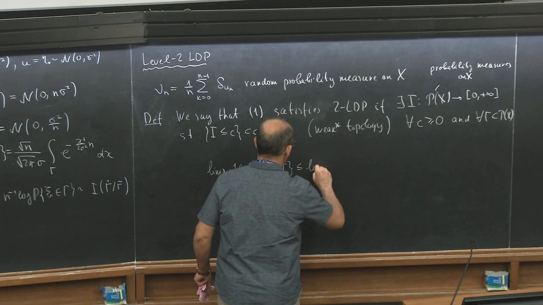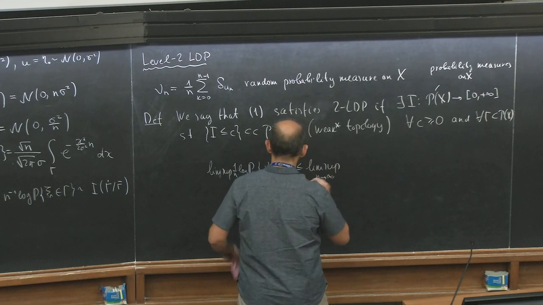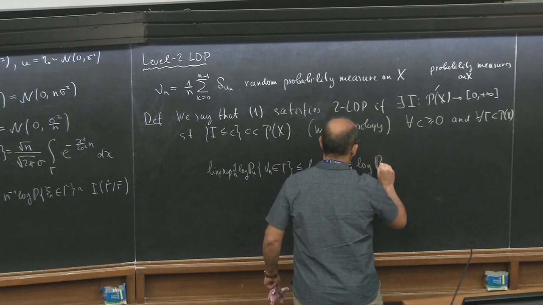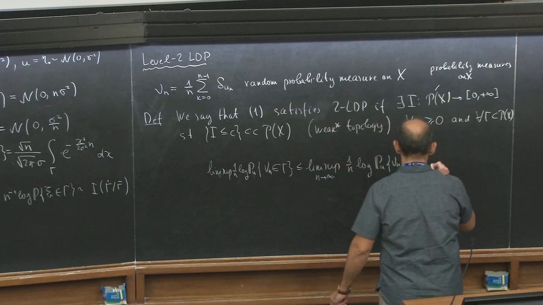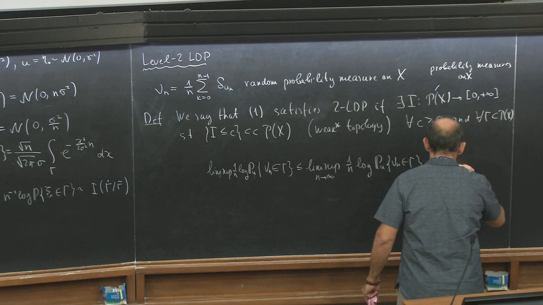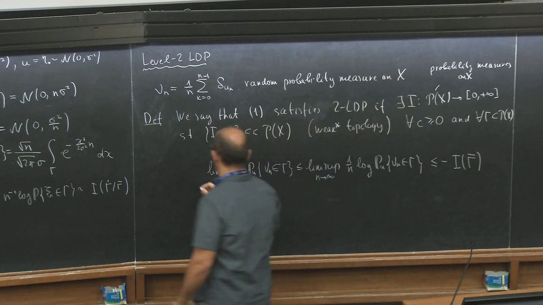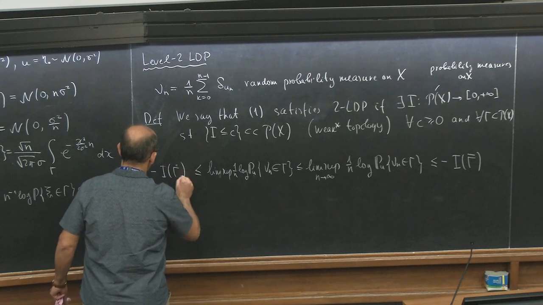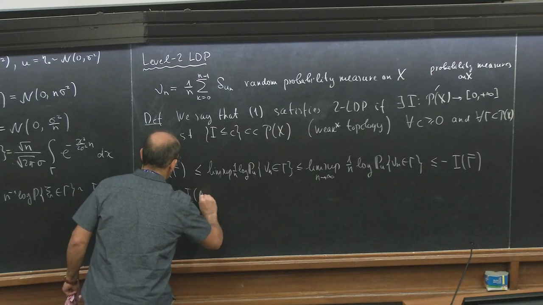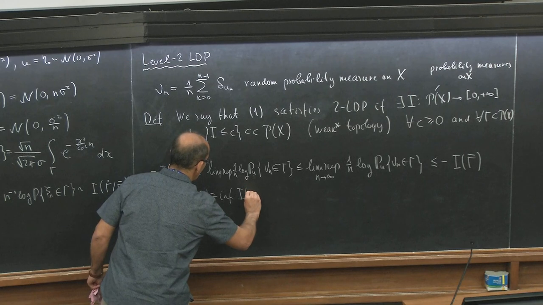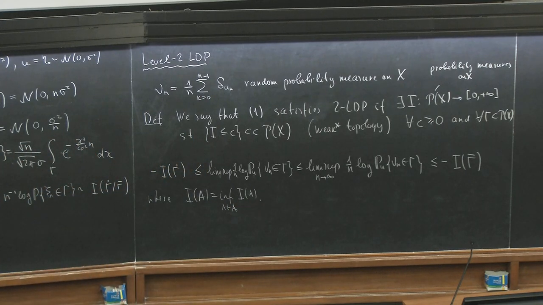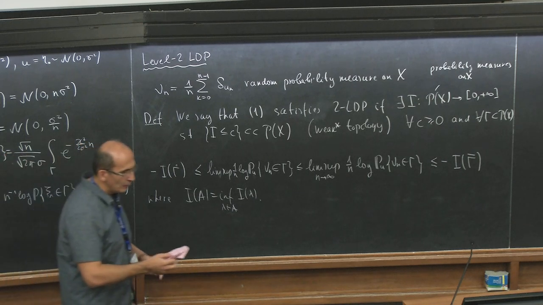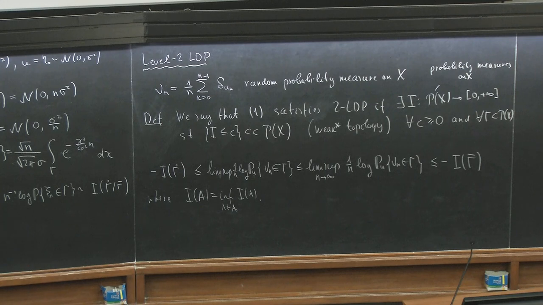So this is, again, smaller than lim sup as n goes to infinity of the same expression, 1 over n logarithm of the probability for the trajectory starting from u that nu n belongs to gamma. And the leftmost and rightmost terms are exactly the same, with a minus. So I will introduce a notation here: minus I of gamma bar and greater than minus I of gamma dot, where I of A is the infimum of I of lambda, when lambda belongs to A. So this is exactly the same inequality, except that now we are writing it for the space of measures. So we have level 1 LDP, it is for functions, and we have level 2 LDP, it is for measures.